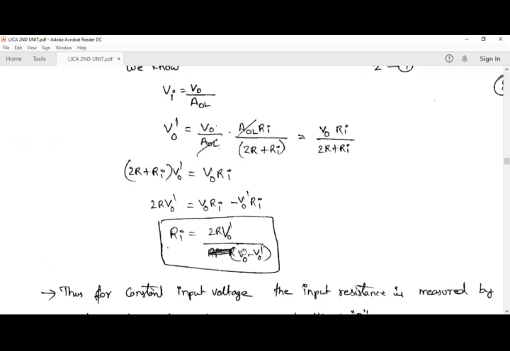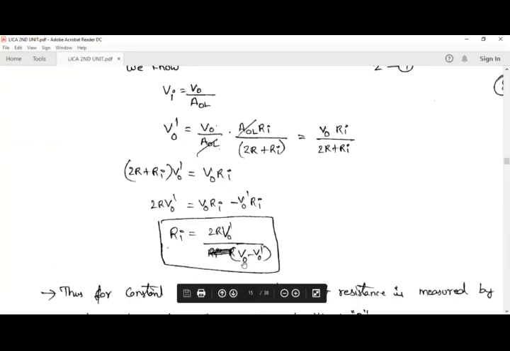When R is 0, it is taken as V naught, and when R is present, it is measured as V naught dash. If we measure these two voltages, then we can measure the value of resistance. You know that Ri is equal to 2 into R. So if R is 1 kilo ohm, then Ri is 2 into 1 kilo ohm, that is 2 kilo ohms, into V naught dash divided by V naught minus V naught dash.